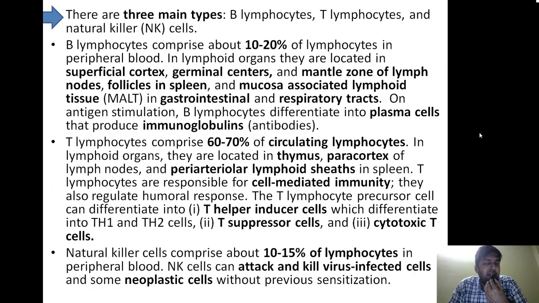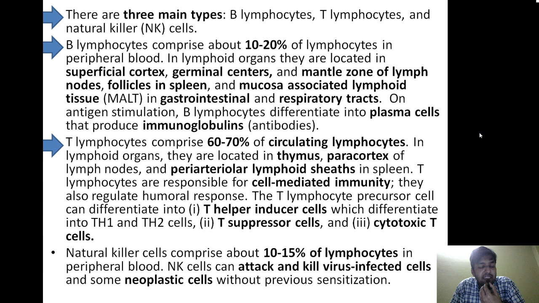Now remember that there are three main types: B lymphocytes, T lymphocytes and natural killer cells. B lymphocytes comprise 10 to 20% of the lymphocytes in the peripheral blood. In the lymphoid organs, they are located in the superficial cortex, germinal centers, mantle zone of lymph nodes, follicles in the spleen, and mucosa associated lymphoid tissues in the GIT and respiratory tract. On antigen stimulation, the B lymphocytes differentiate into plasma cells that produce immunoglobulins or antibodies.